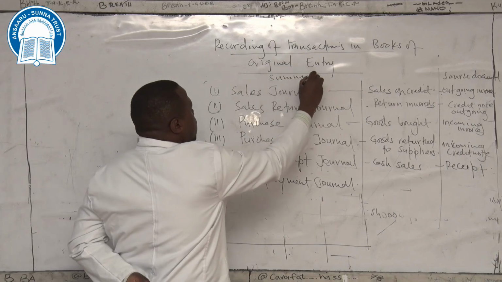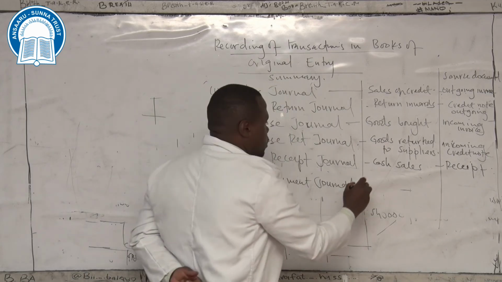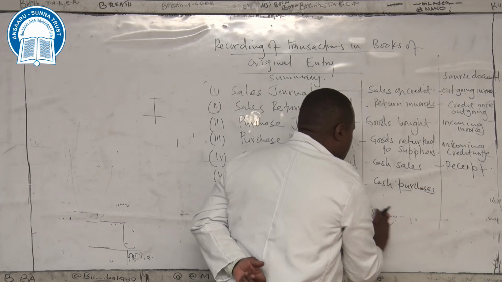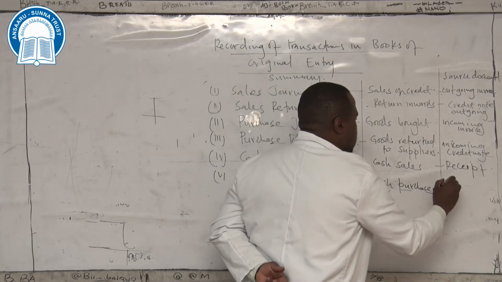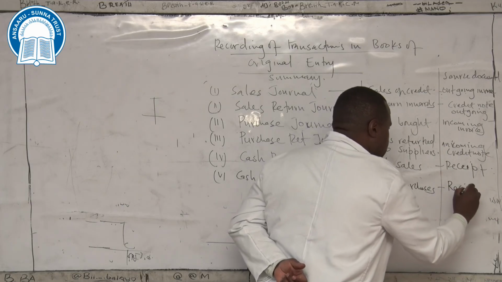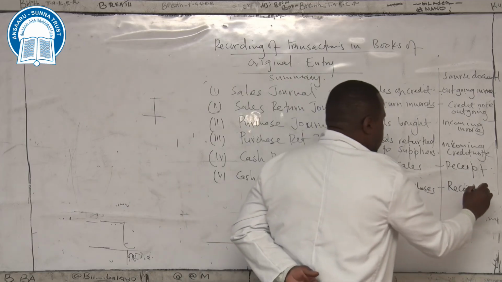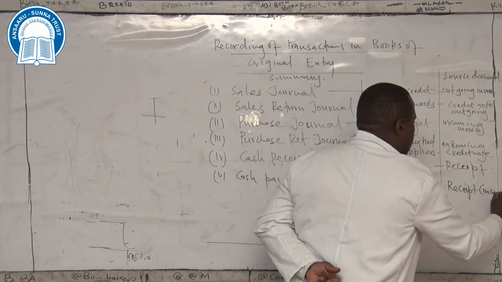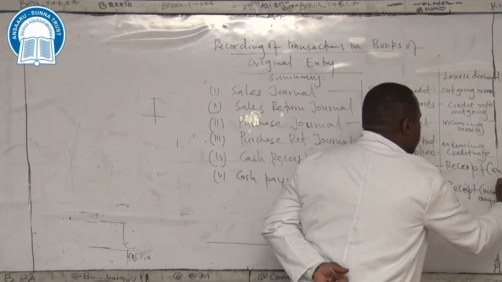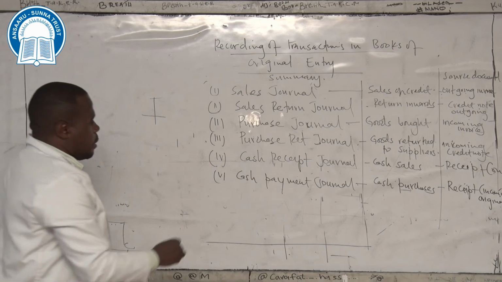So this is just a summary of what you have done there. Cash payment journal. This is for cash purchases. And here we'll still have to issue a receipt. Because this is cash purchase, the receipt will be incoming. Incoming is the original. This will be outgoing receipt.